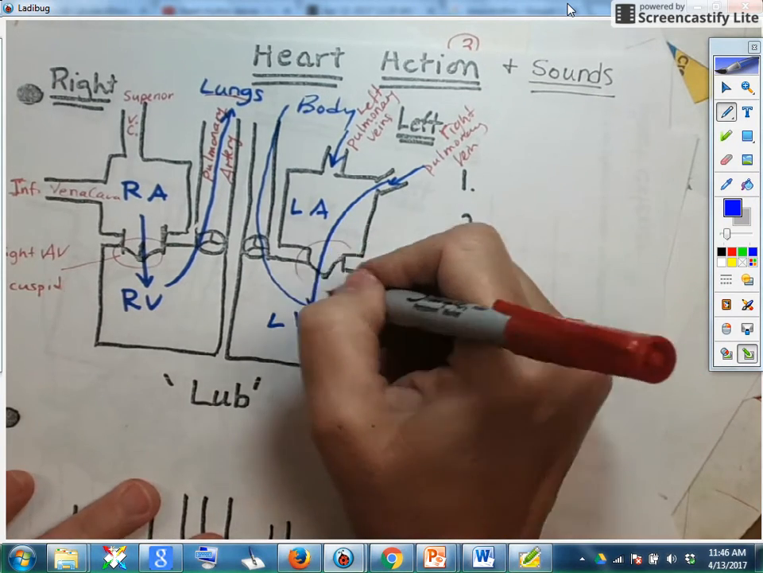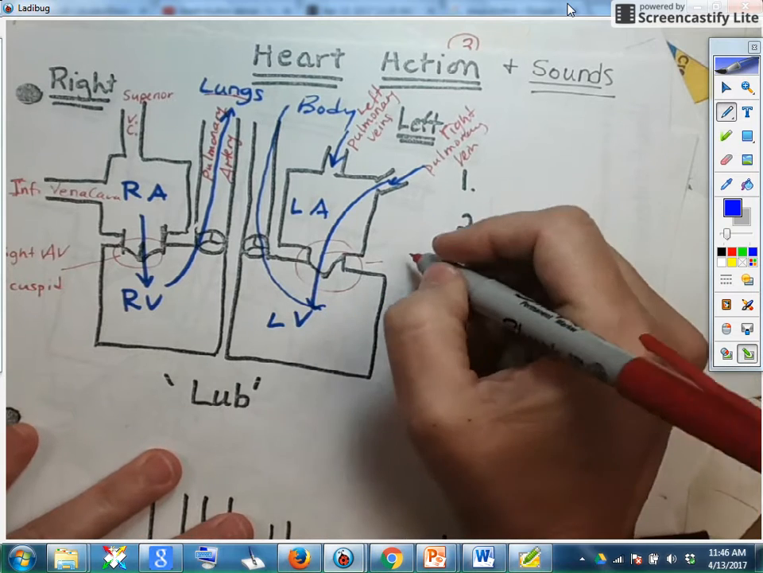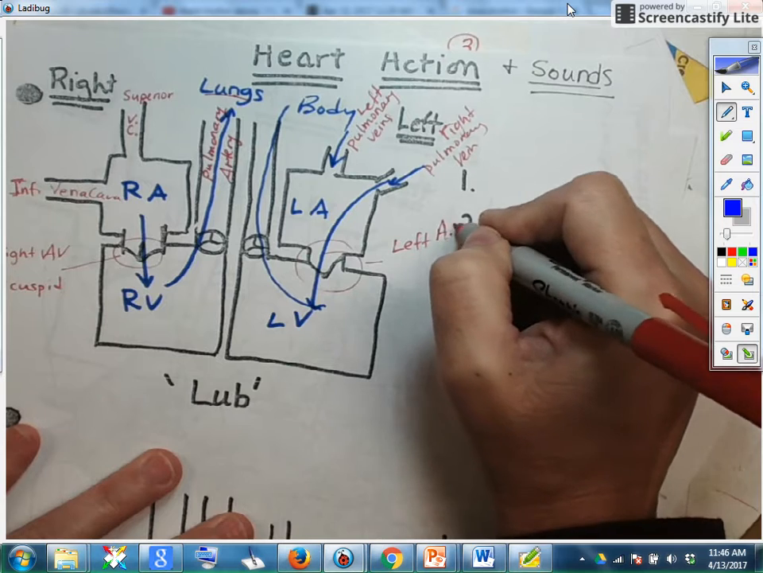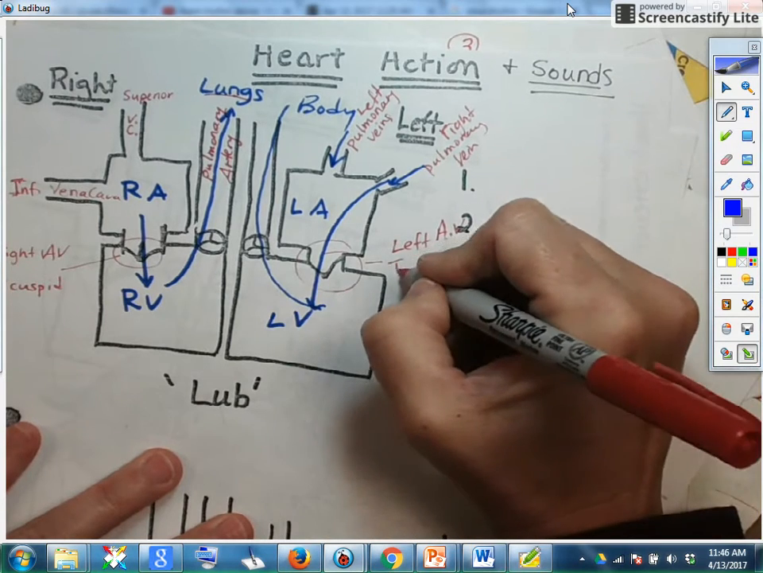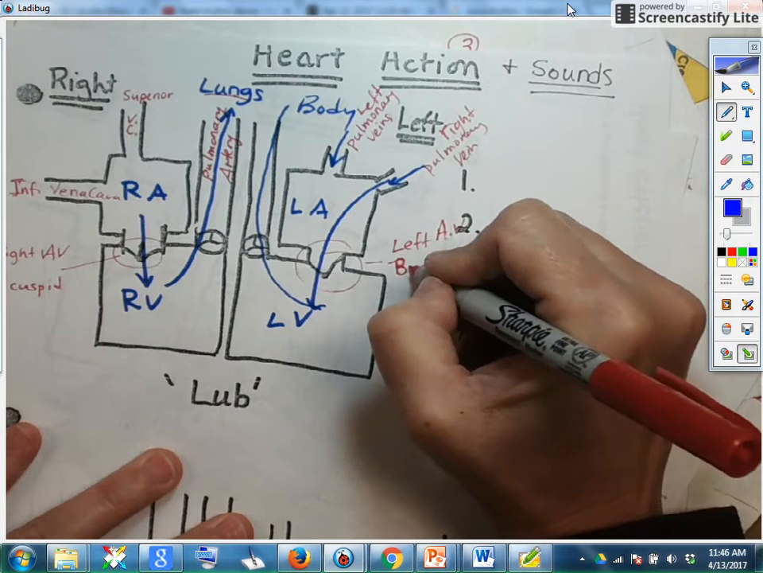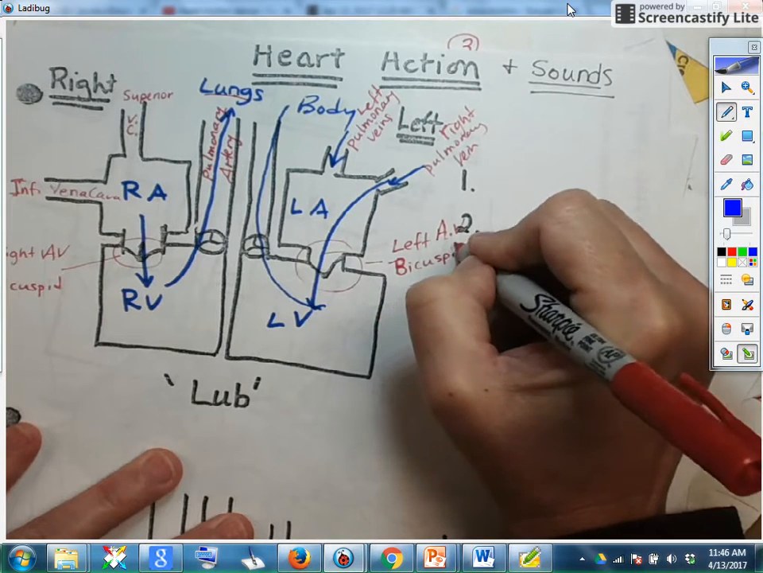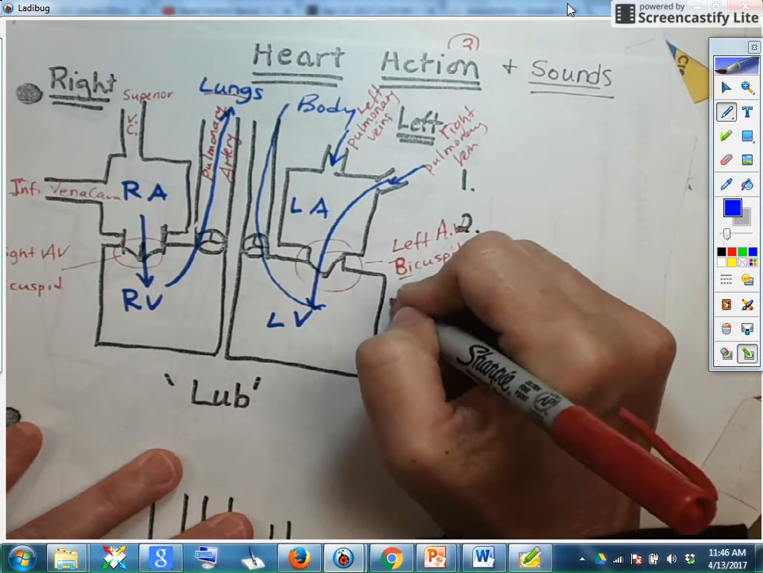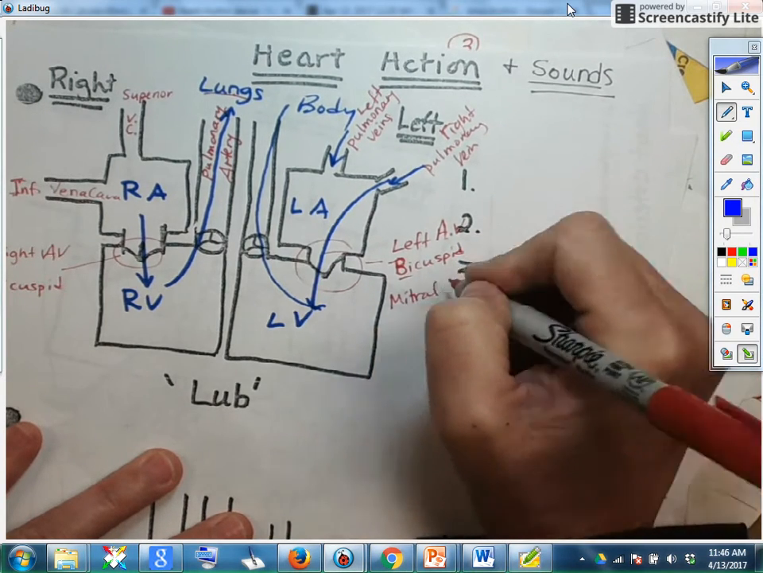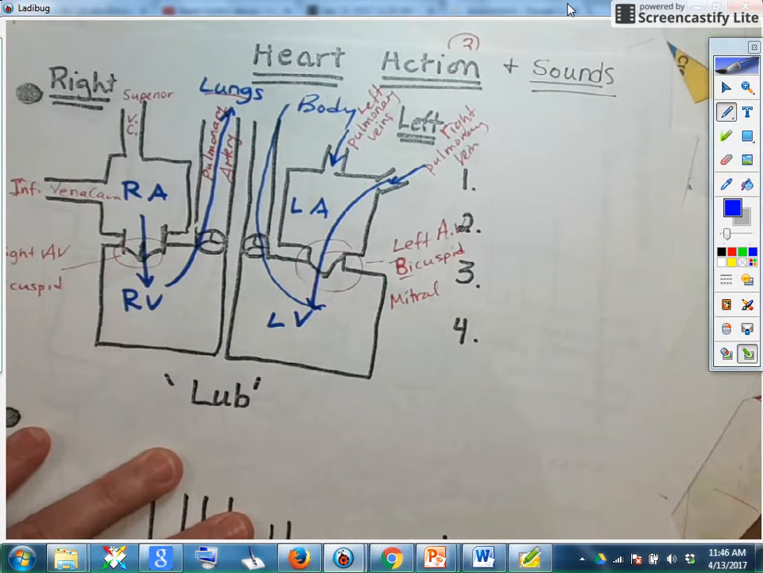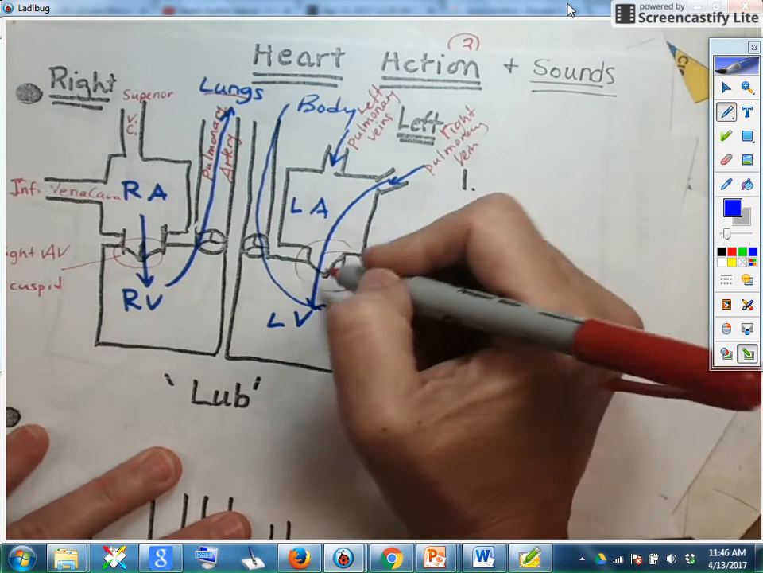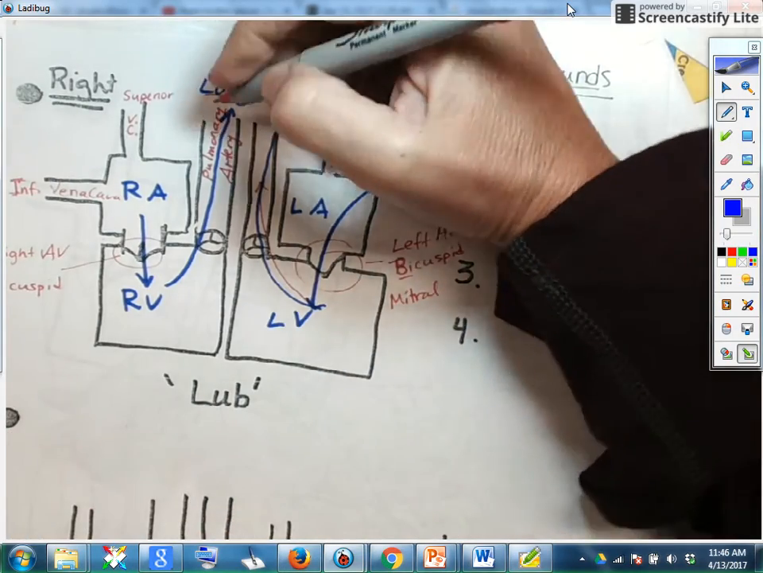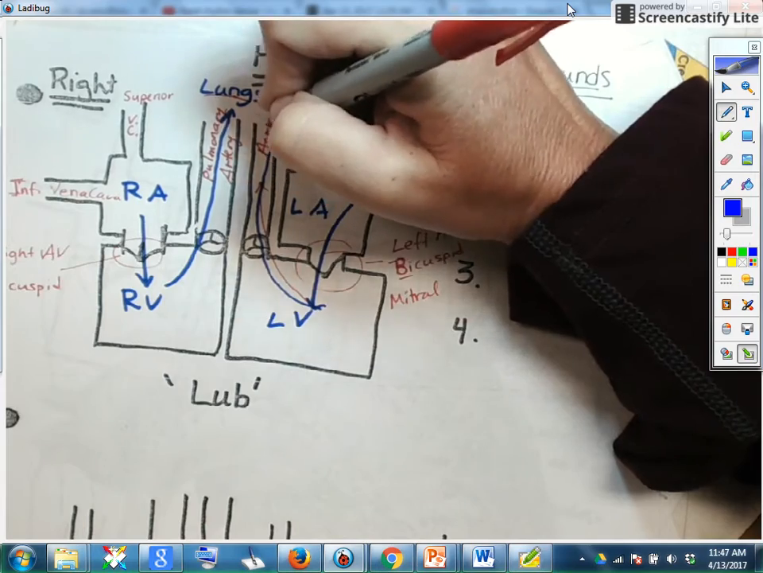The blood goes through here, which is another valve. This is the left atrioventricular valve. If you don't like that, you could call it bicuspid, because we always ride our tricycles before we learn to ride our bicycles. Or the mitral valve. Three different names for the same valve. Okay. Then the blood goes up and out of here to this big blood vessel called the aorta.